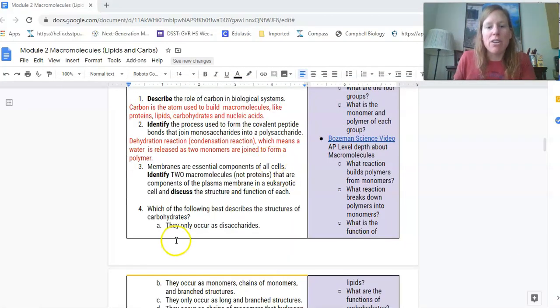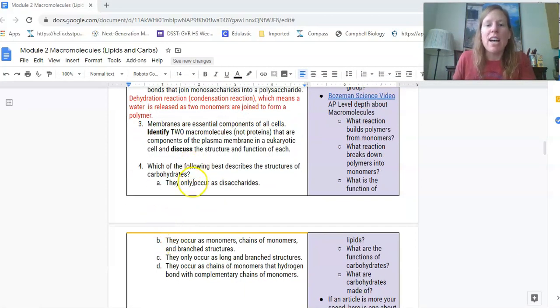Okay, our final question is a multiple choice question. Which of the following best describes the structures of carbohydrates? We have a couple of answers. We want to think of our process of elimination when we are doing these. First, for carbohydrates, I would recommend doing word associations. So yell out some words that you can think of right now that have to do with carbohydrates.